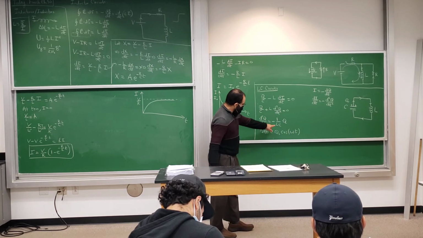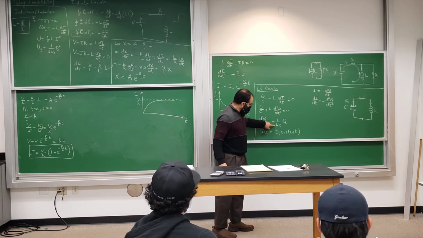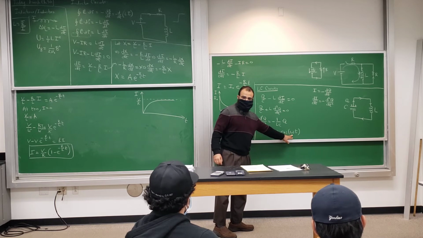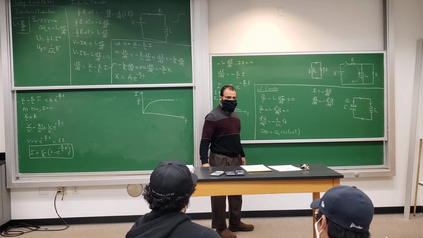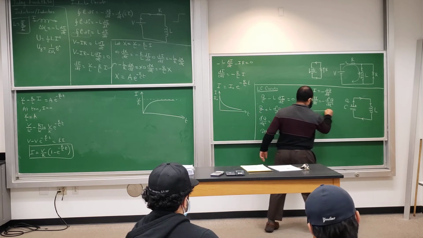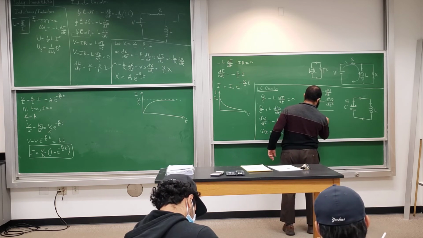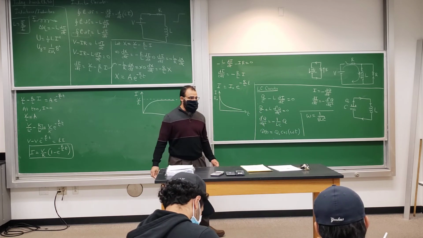And this omega is 1 over the square root of LC. Because when you take the derivative twice, what do you get? You get an omega squared out, right? And omega squared, if it's 1 over the square root of LC, you just get 1 over LC. So omega is 1 over the square root of LC. That's the natural frequency of this.